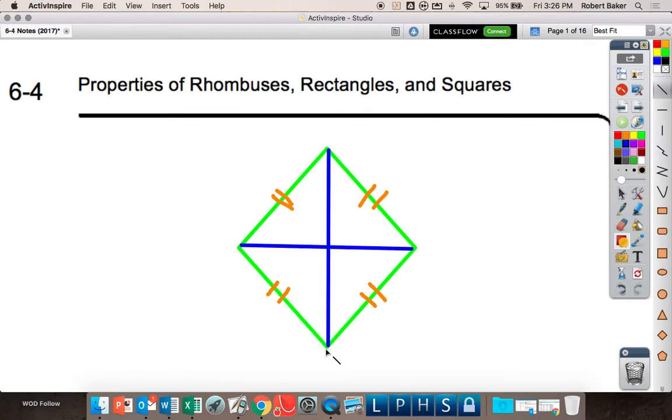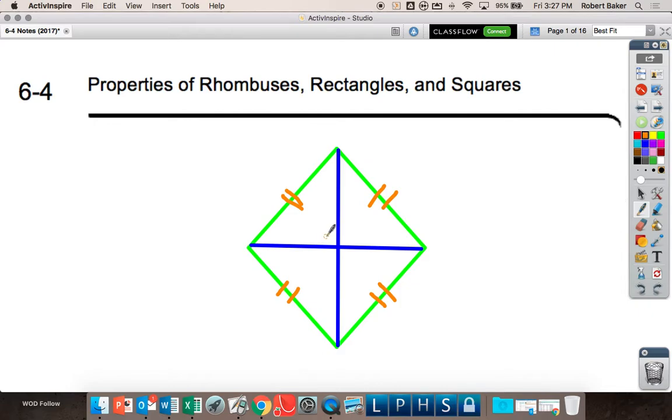You see these diagonals in here? Diagonals bisect. That's a parallelogram property. Those diagonals bisect at a very specific kind of angle: 90 degrees. So a very specific part of rhombuses is that they bisect at a 90-degree angle. The diagonals are perpendicular. Okay?